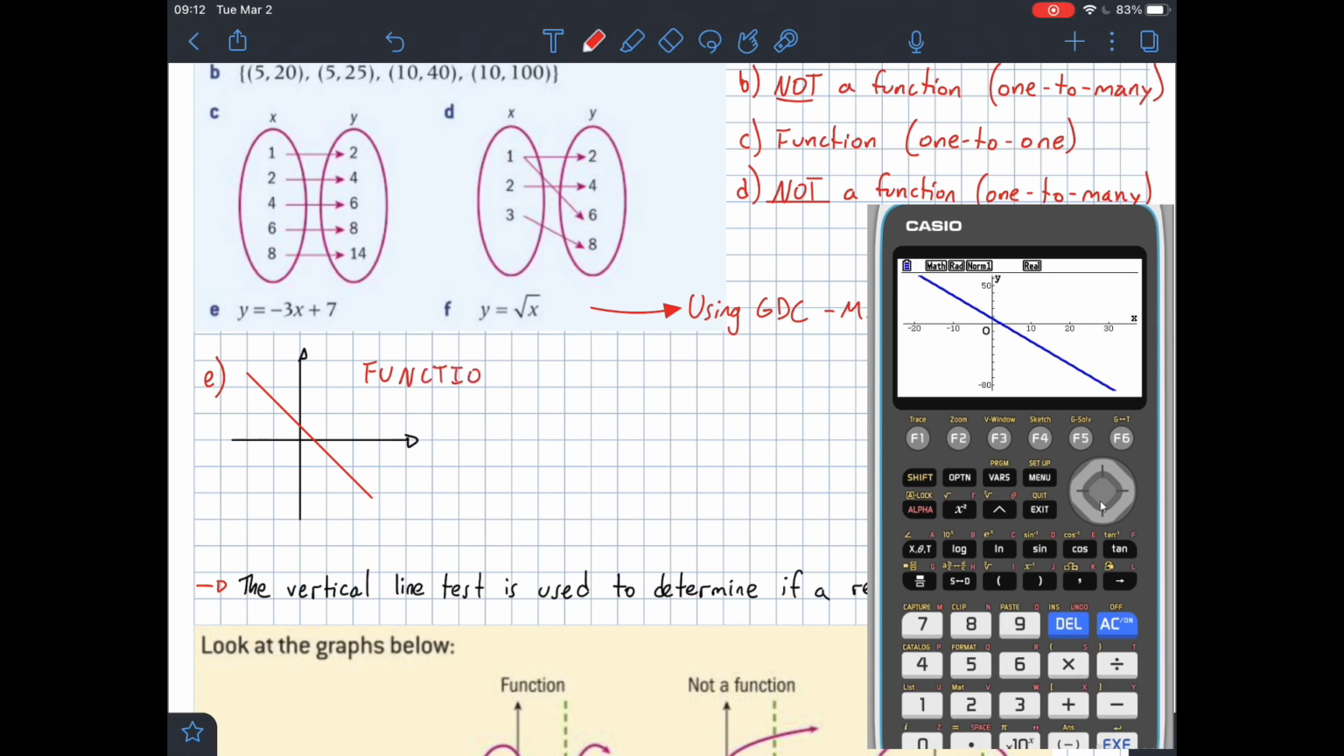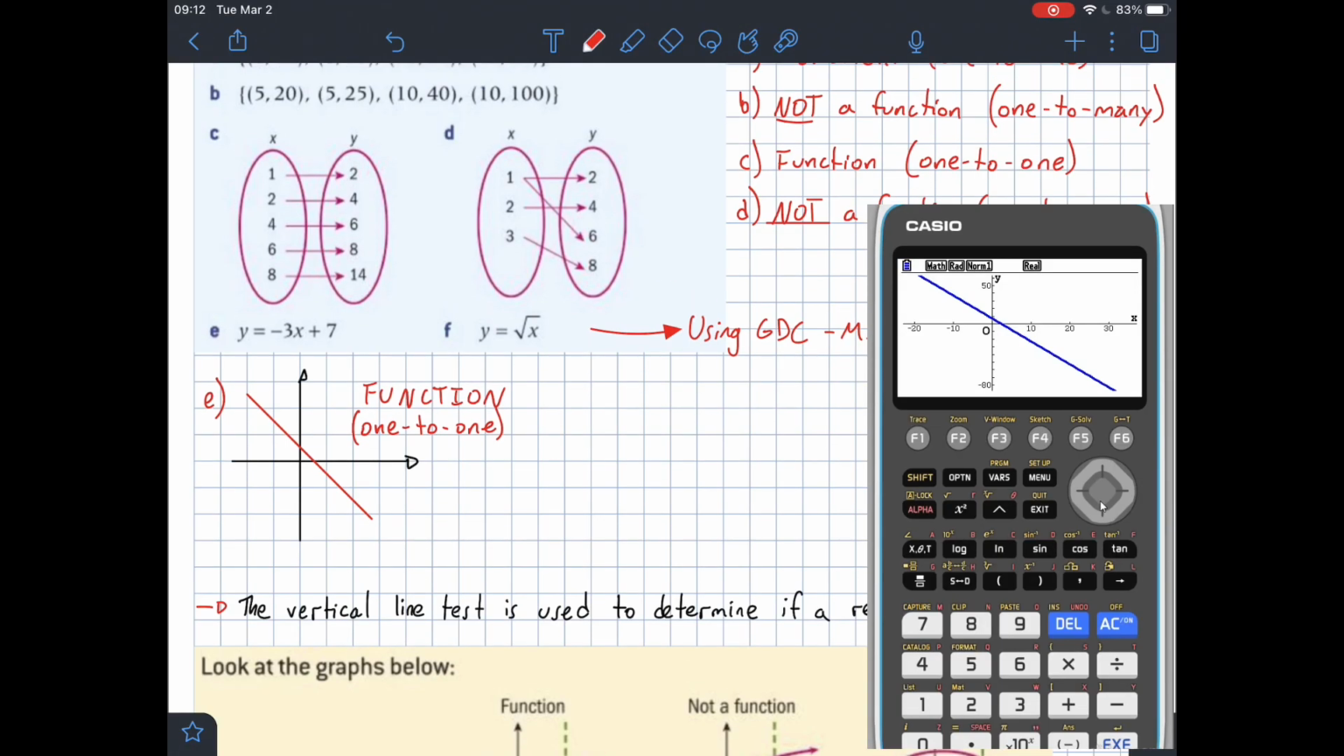Function. This is considered a 1-to-1, right? 1-to-1. For each value of x, there's a unique value of y.